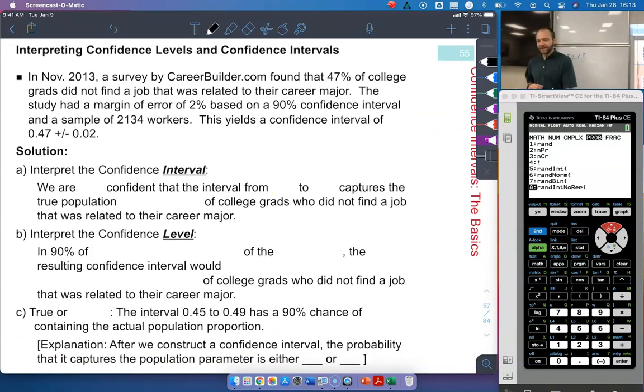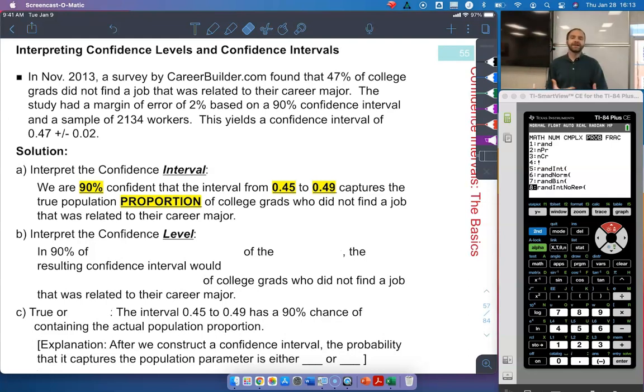In 2013, a survey by careerbuilder.com found that 47% of college grads did not find a job that was related to their career major. The study had a margin of error of 2% based on a 90% confidence interval in a sample of 2,134 workers. It yields a confidence interval of 0.47 plus or minus 0.02. Interpret the confidence interval. We are 90% confident that the interval from 0.45 to 0.49 captures the true population proportion of college grads who did not find a job that was related to their career major.